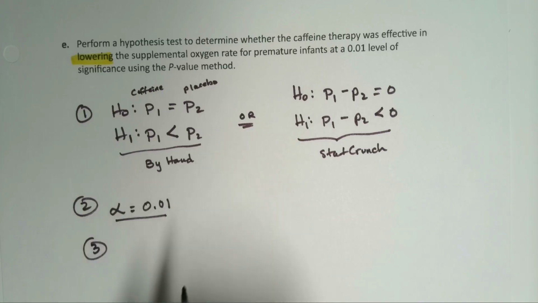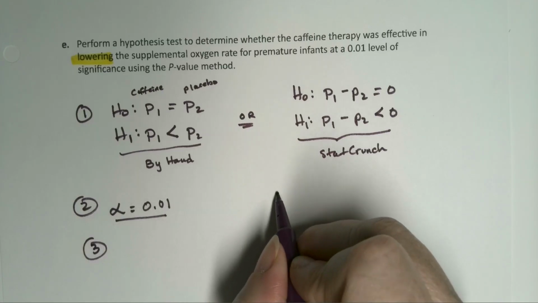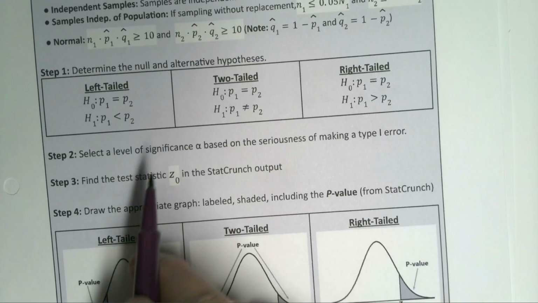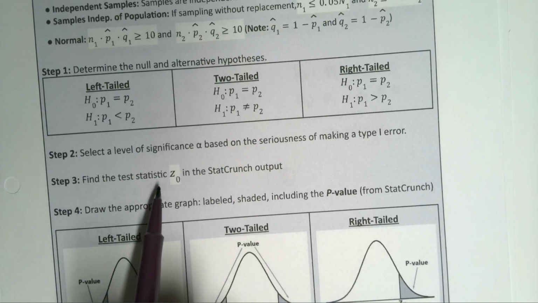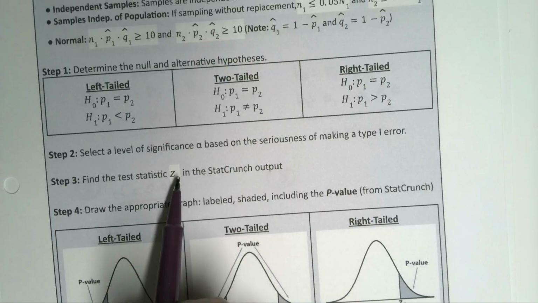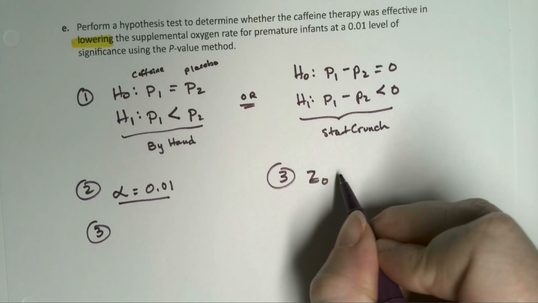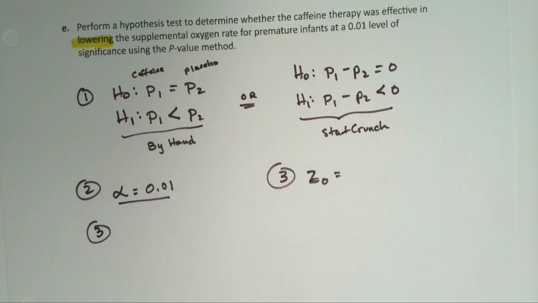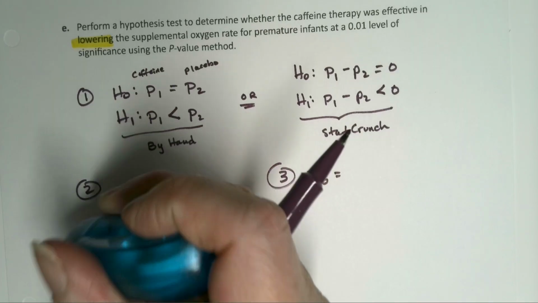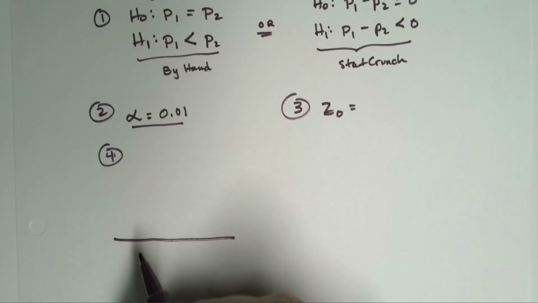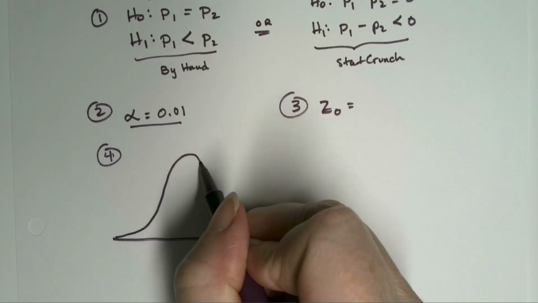Step 3. Well, step 3 is, actually I'm going to put step 3 right here. If we look at our sheet, it says, state the test statistic in the StatCrunch output, and it's Z0. And step 4 is going to be to draw a picture. So we're going to get Z0 right here, and this will be actually step 4. I'm going to draw a picture of a Z curve, i.e. a standard normal curve. So it's going to look like that.